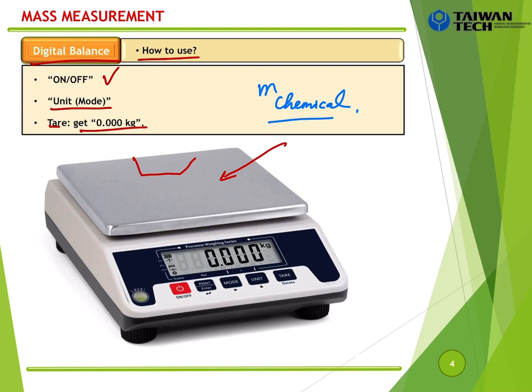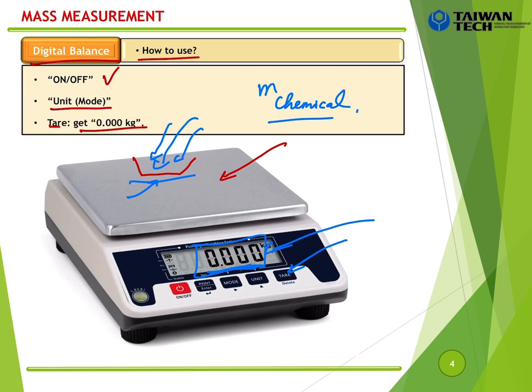So what should I do? Because when I put the container, it has a mass, so the value here can change to some value. So I need to press this one, tare. And when I press tare, it means that we have the container here, but all of the number here will change to 0. Okay, and then I add the chemical, and the value I read here will be the mass of the chemical only, because we made the mass of the container become 0 already.